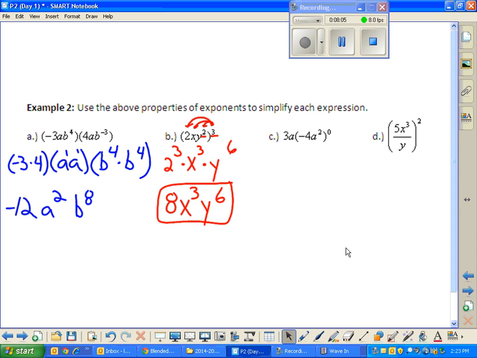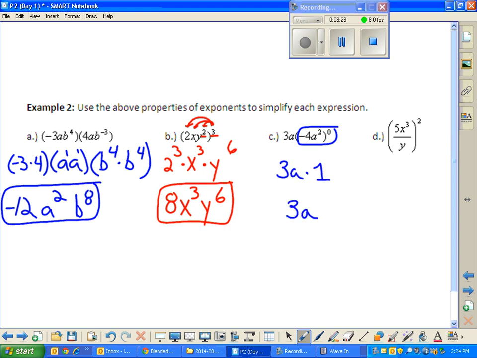To move on to part C, what I see right here with the parentheses, because I always go to parentheses first, I'm programmed with the order of operations. I forgot to circle that final answer there. We'll see here that negative 4a squared raised to the 0th power is actually 1. So I'm taking 3a times 1 in this problem. And you get 3a is your answer there.